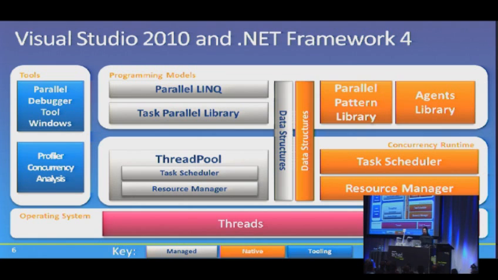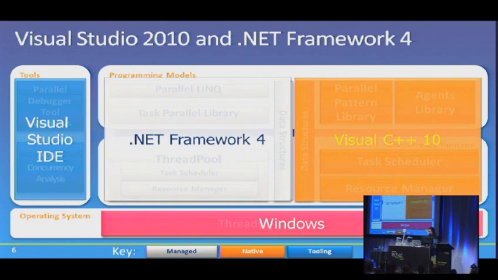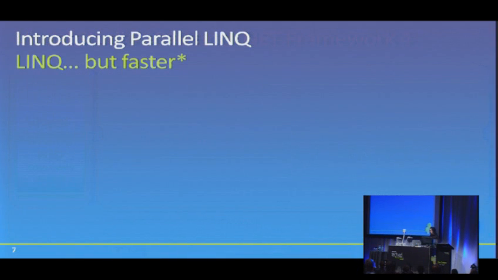Another thing that's been introduced in recent versions of Visual Studio 2010 has been some additional tooling around parallelism, particularly around debugging parallel scenarios. And there's the picture. So, Parallel LINQ. It's like LINQ, but it's faster.